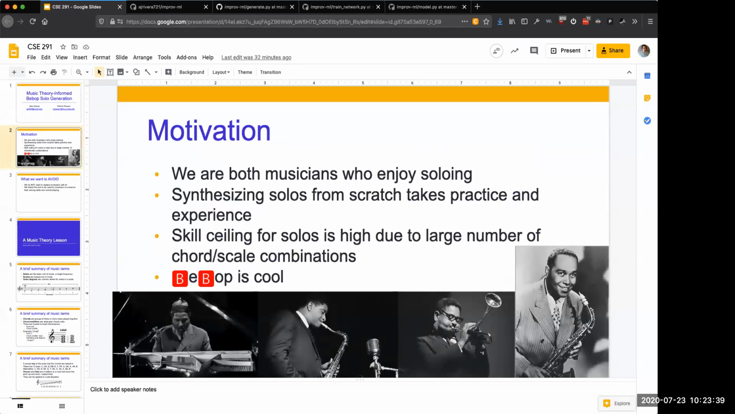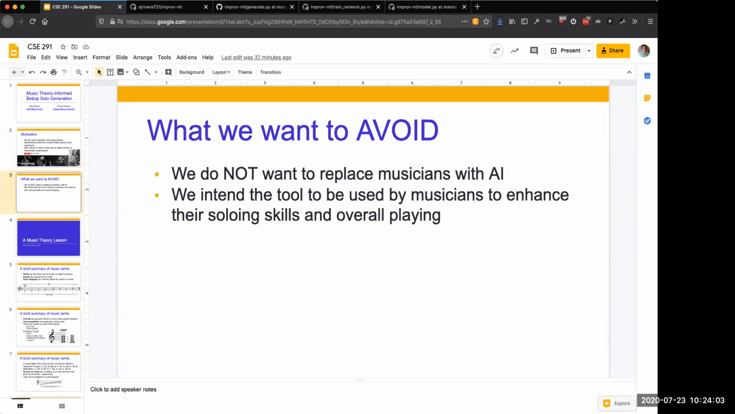Basically, the motivation for my partner and me doing this project is that we're both musicians. We enjoy soloing and playing blues and jazz. So we wanted to create a tool where musicians can input a chord sequence and then get a solo that they can practice in order to improve their improv skills. We wanted to avoid some big things. We don't want to replace musicians with AI, and we don't want to create AI music necessarily. We want to create tools that musicians can use to improve their own skills.